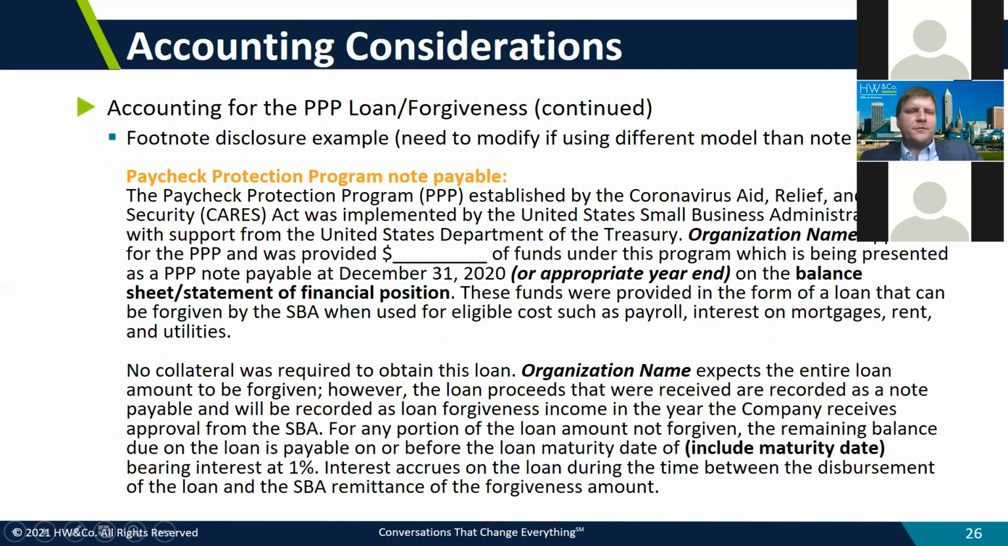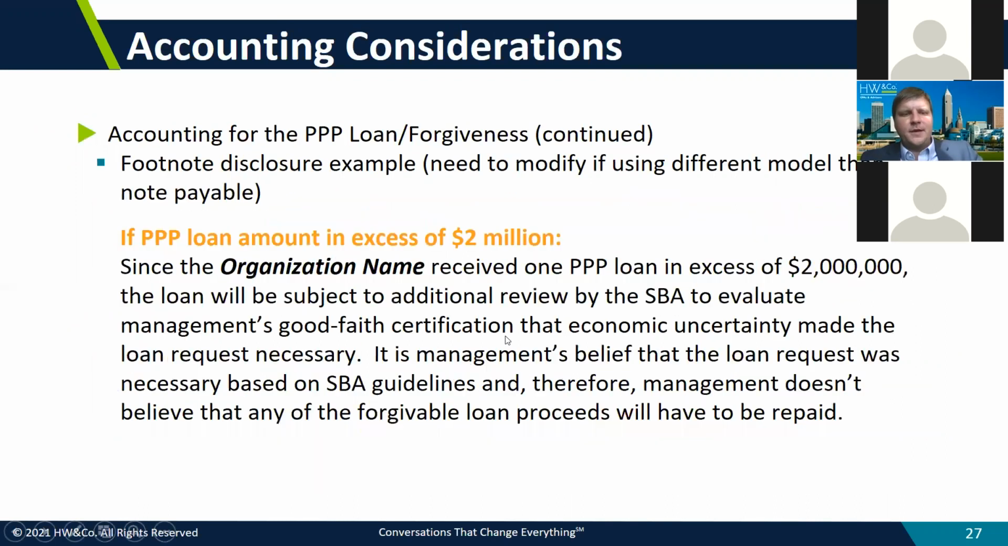And then we have sample disclosures in here relative to the PPP, which again, I'm not going to go through in detail. And then there was an additional disclosure because any PPP loan in excess of $2 million was subject to additional scrutiny by the SBA. Initially they came out and said, well, we're going to go through and assess your financial need for this money and kind of audit your assessment of that.